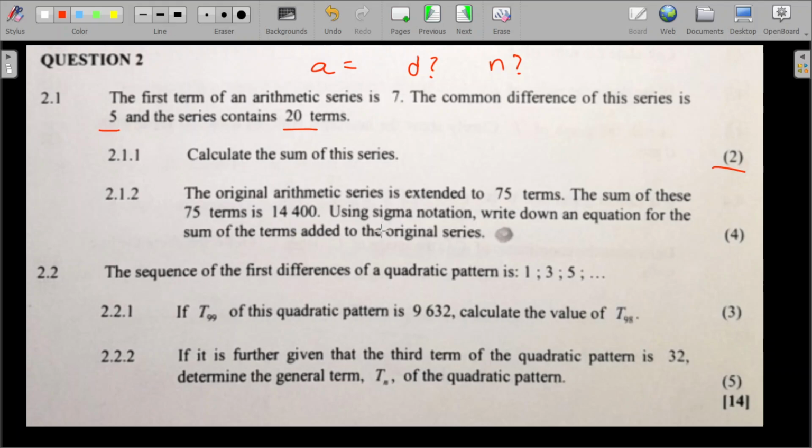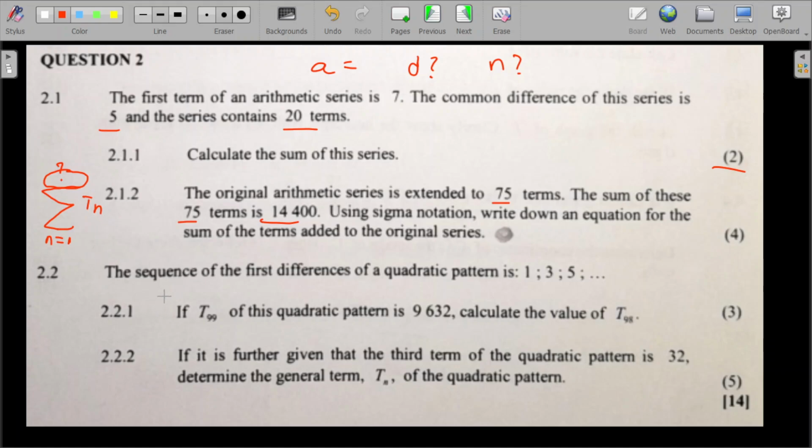The original arithmetic sequence is extended to this, and the sum of the terms of the 75, and then they give you the sum, which is another very critical thing. And then they ask you to write this in sigma notation. Remember, what is important in a sigma is that this here is supposed to be your Tn, and here your n is equal to 1, because that's where we are starting. And here is where your number of terms comes into play. These are three important things when writing sigma notation.